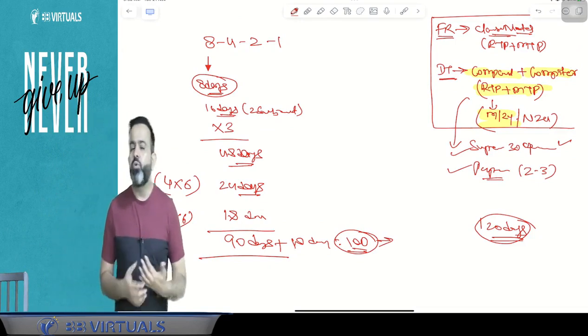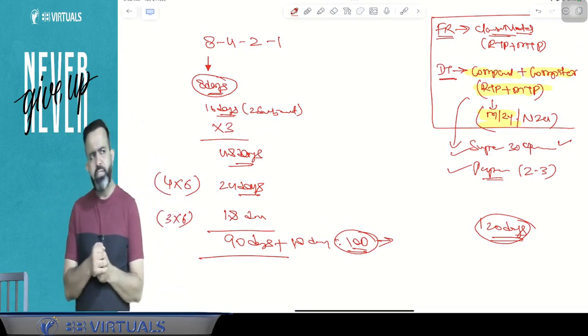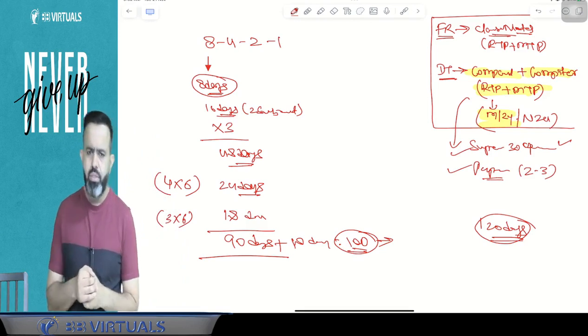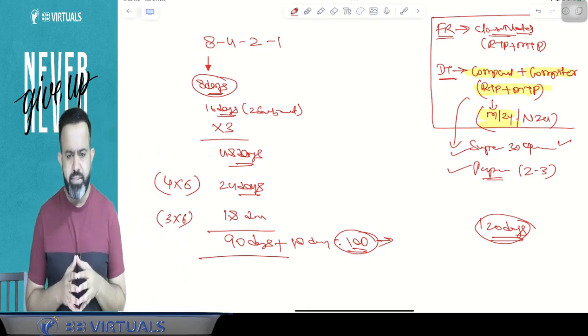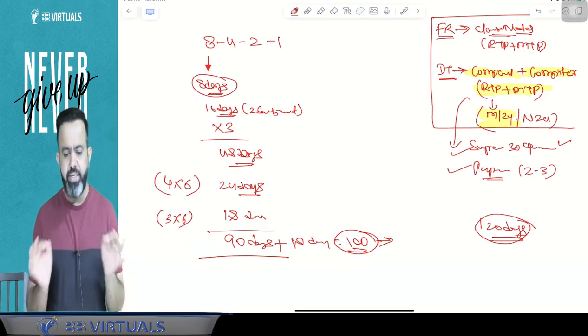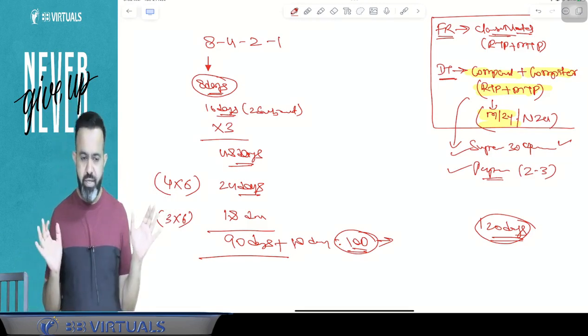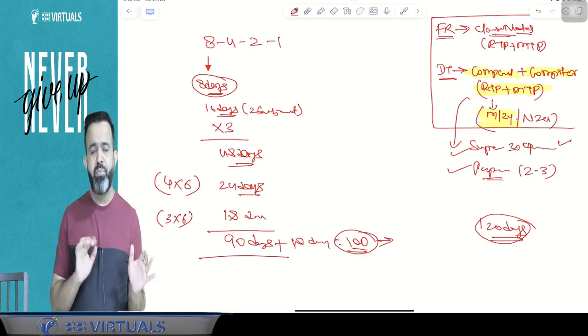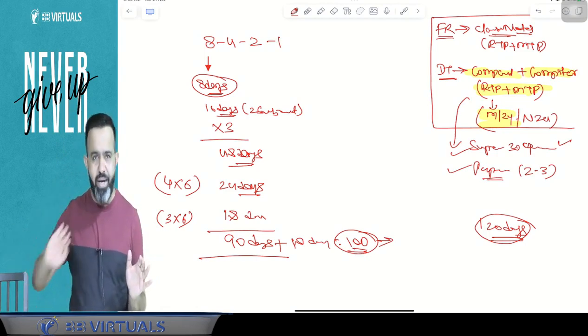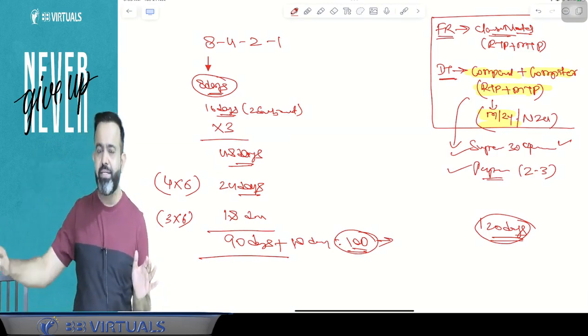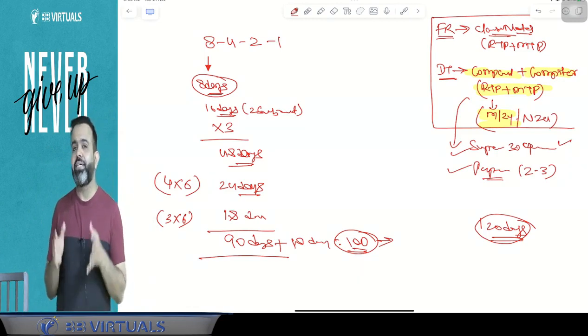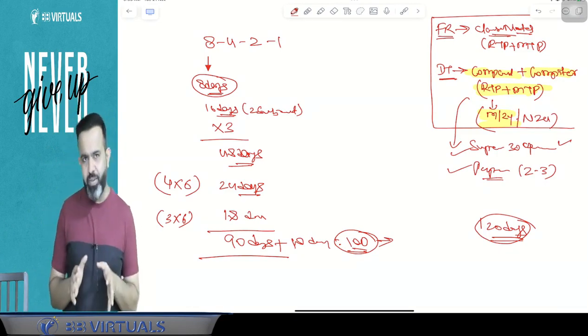Now, how many hours do you have to study for the examination, guys? There is no standard rule, but at least 10 hours of effective study is required for the CA final. At least 10 hours of effective study means without any mobile distraction, without any other disturbance. 10 hours of effective study is required.